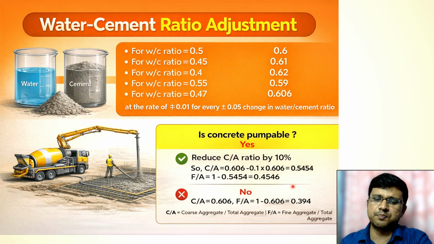If the concrete is not pumpable, at that time this type of correction is not required. And we can simply use this particular value of coarse aggregate by total aggregate, which is 0.606. So what will be the fine aggregate by total aggregate? It will be 1 minus 0.606. So it will be 0.394.